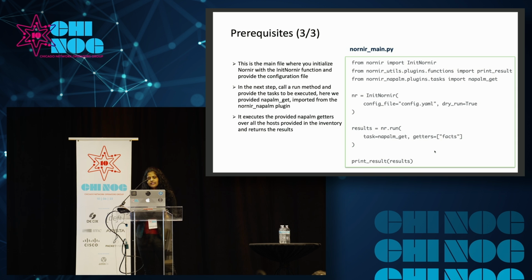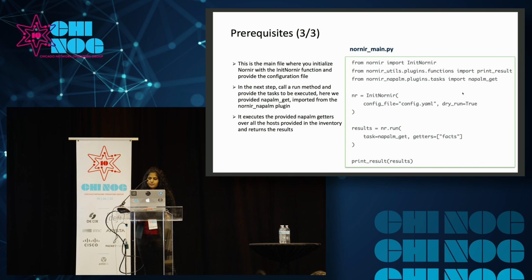Then this is the main file. This is a Nornir main file. So what we do is we define the task here. You can see I'm importing the init_nornir function from the Nornir framework, and importing print_result to print the resultant data that we retrieve from the device or load to the device. So print_result from the Nornir utilities, and we are importing napalm_get from Nornir Napalm.